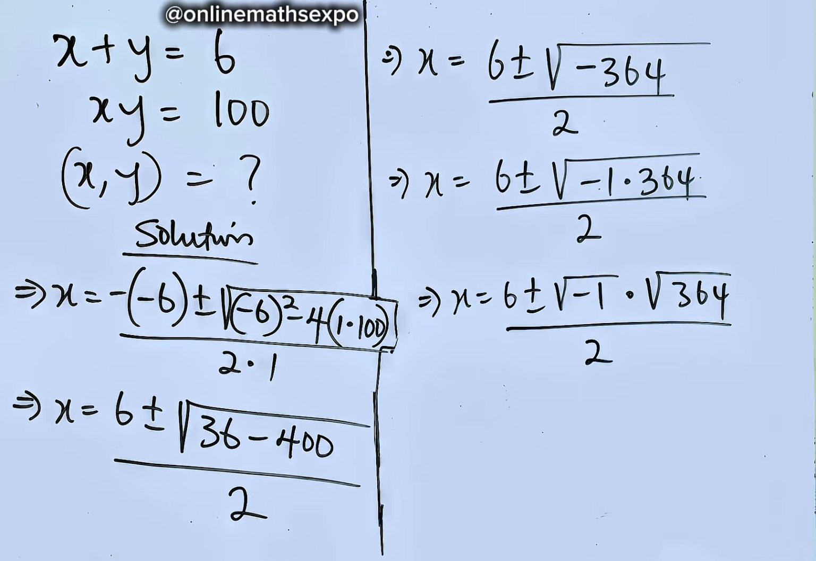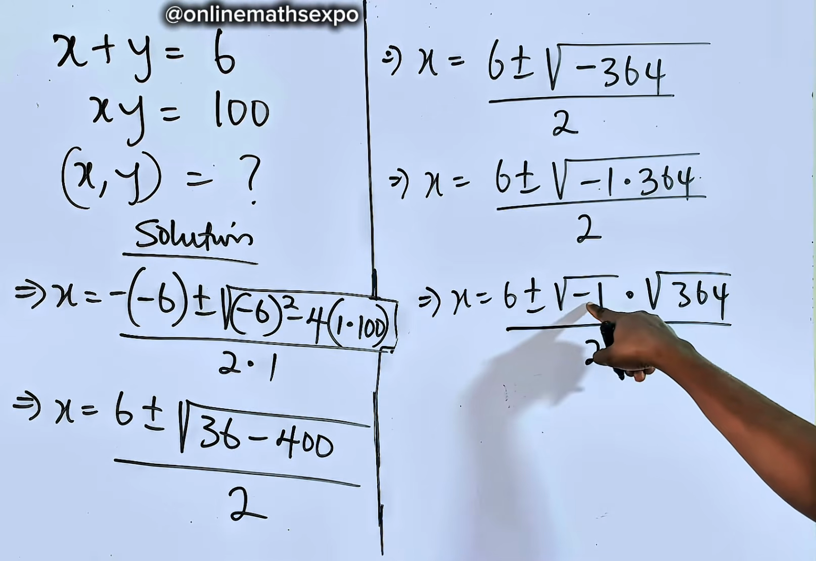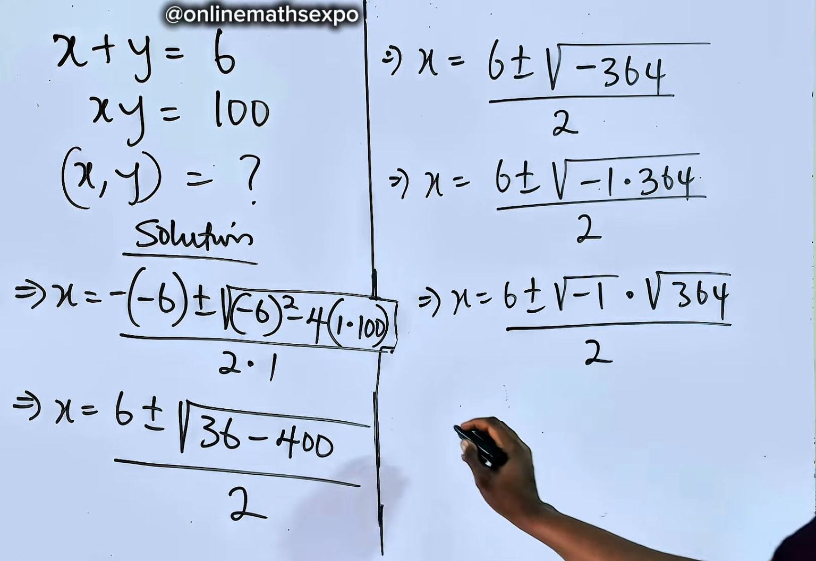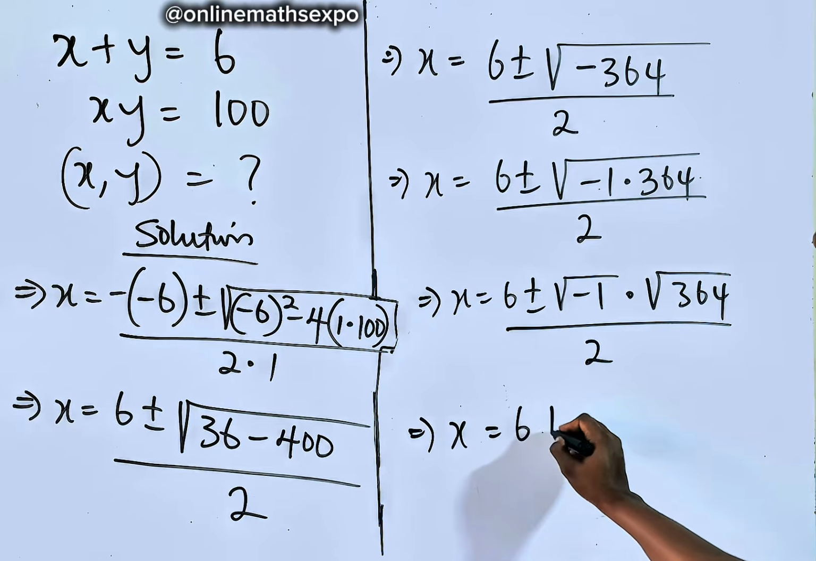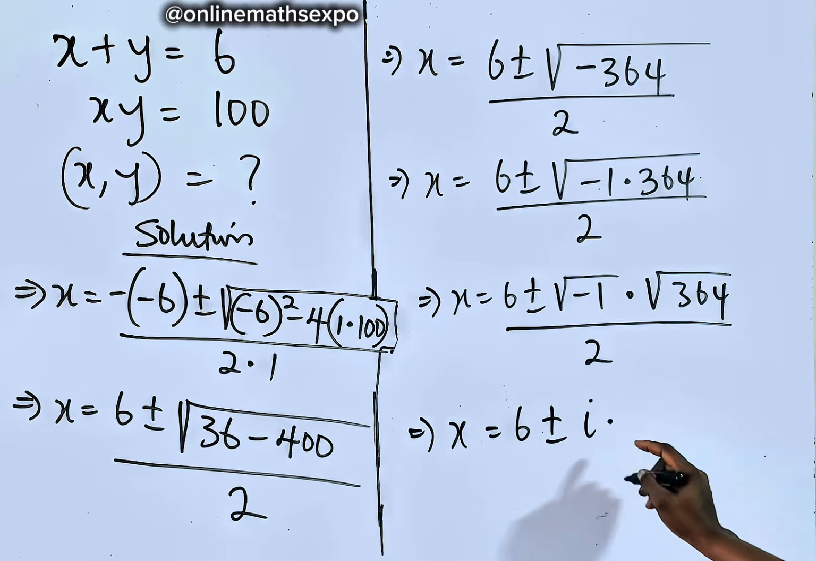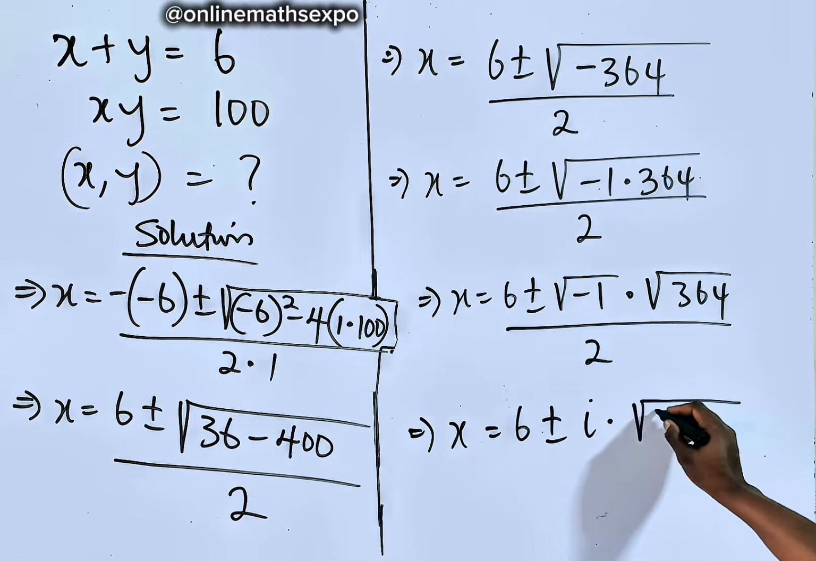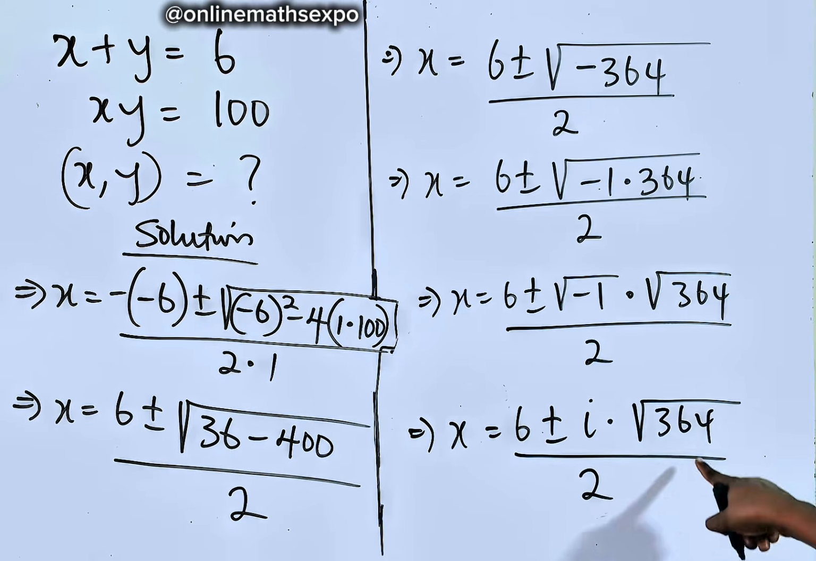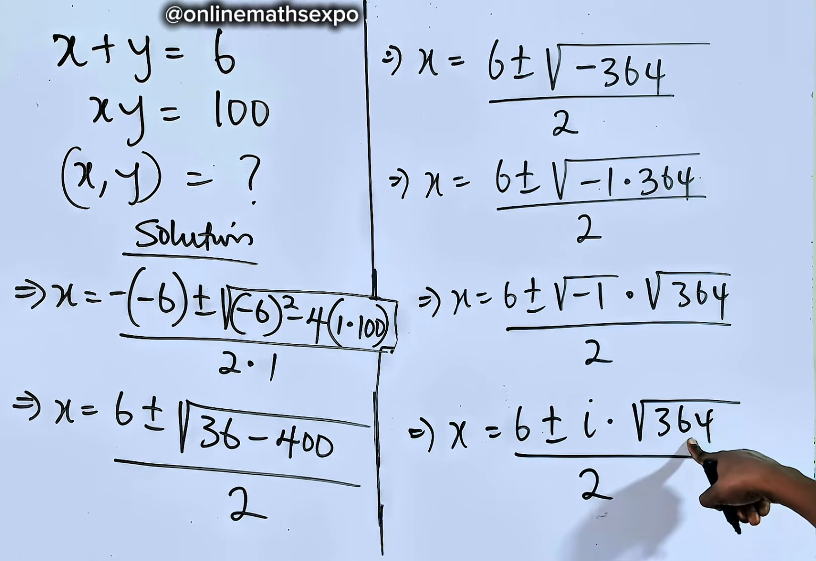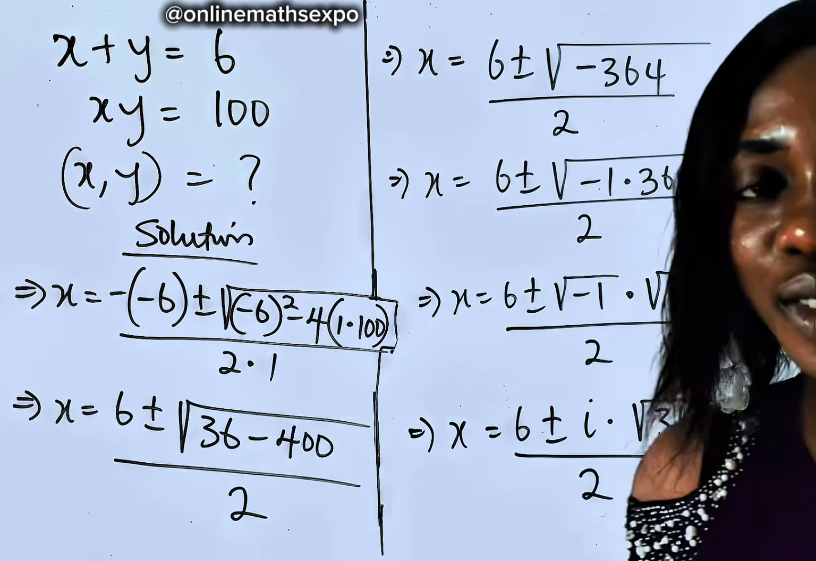Now, each time you have the square root of negative 1, it's always represented with the imaginary unit i. So this is the same as i multiplied by the square root of 364, divided by 2. Now you observe there is a perfect square in this. This is not the simplified form, so let's bring out that perfect square.